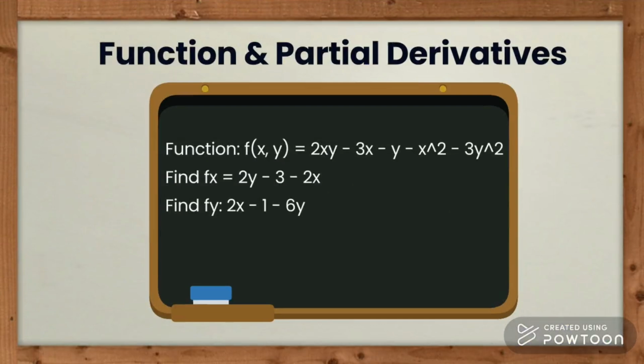Here is the function to find our critical points. We first need the partial derivative fx. We treat y as a constant and differentiate with respect to x, giving us 2y minus 3 minus 2x. We do the same for fy by treating x as a constant, resulting in 2x minus y minus 1 and minus 6y.